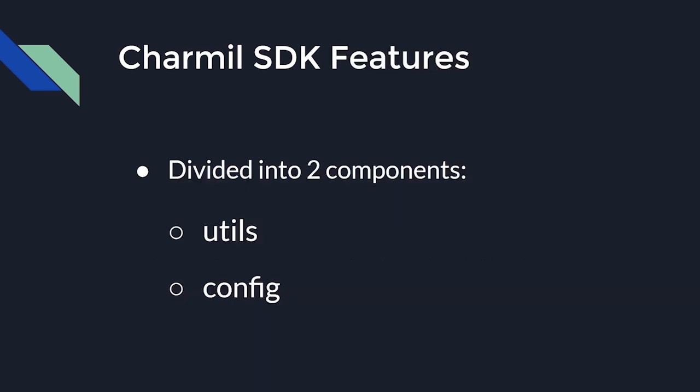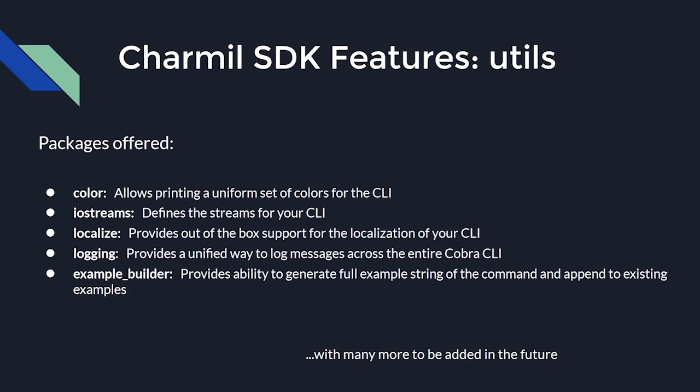The Charmil SDK offers a variety of features, which are broadly divided into two components, utils and config. I'll discuss both of these components in detail in my upcoming slides. I'll start with the utils component first. The utils component offers a variety of utility packages that developers can use in their Cobra CLI.